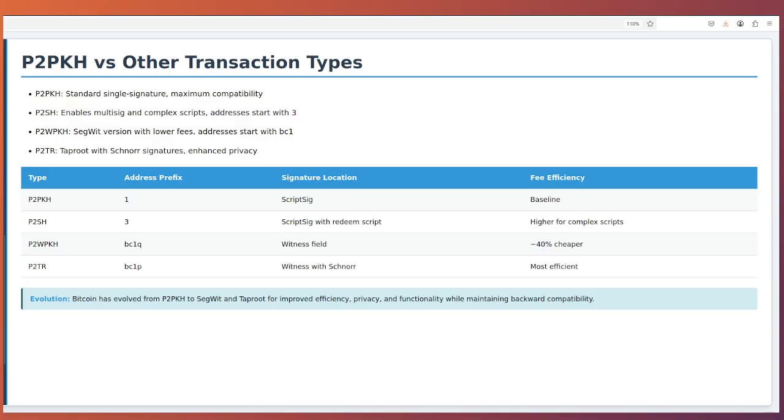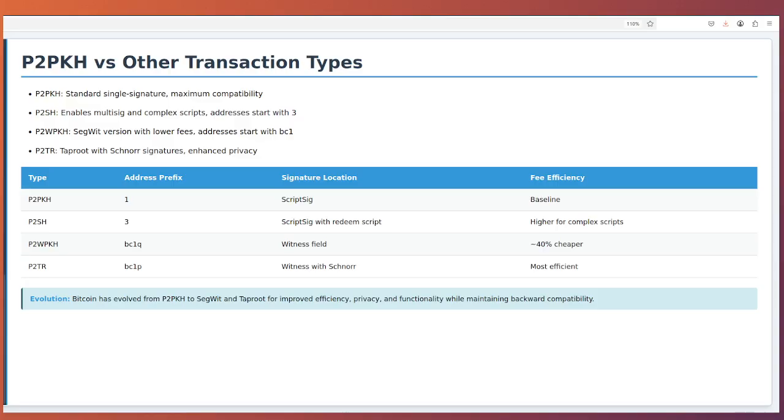Taproot, or pay-to-taproot, defined in BIP 341, is Bitcoin's newest transaction type, activated in November 2021. It uses Schnorr signatures instead of ECDSA, enabling signature aggregation and more efficient multi-signature setups. Taproot addresses start with bc1p and provide better privacy by making complex spending conditions look identical to simple payments on the blockchain. Taproot also enables more sophisticated smart contracts through the MAST structure. However, wallet support is still growing, and many services do not yet support sending to Taproot addresses.